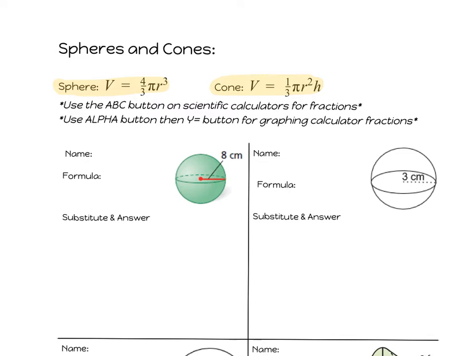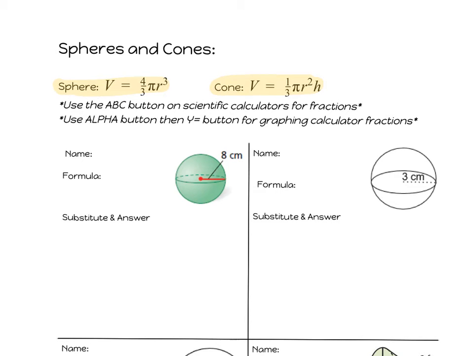And for algebra, it says use the alpha button, then the y equals button for fractions. So you're going to click the alpha button, which is that green button in the top left corner, and then you are going to hit the y equals button, which is above the second button, and type it in. I will show you this in class though, so hopefully you already know how to do this.